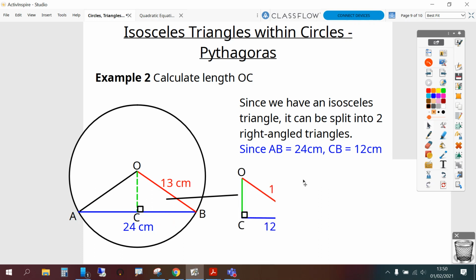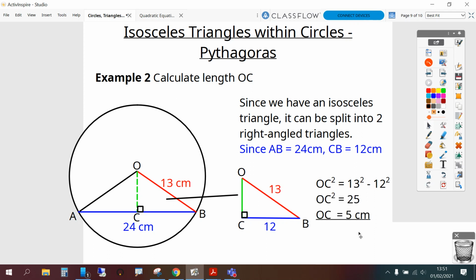And then drawing this triangle out separately, you can see that 13 is on the hypotenuse, 12 is one of the shorter sides. So that means we're going to be using the subtract version of Pythagoras to work out the length of OC, which is another shorter side. So 13 squared minus 12 squared, that works out at 25, and square root, that's 5.